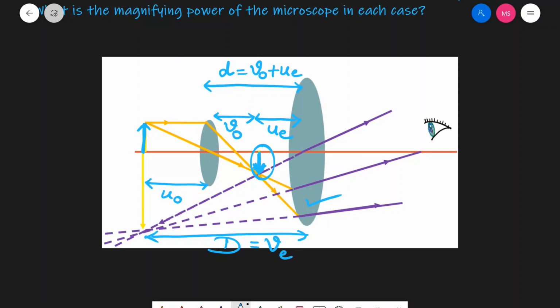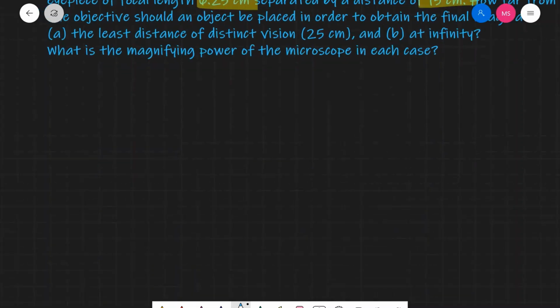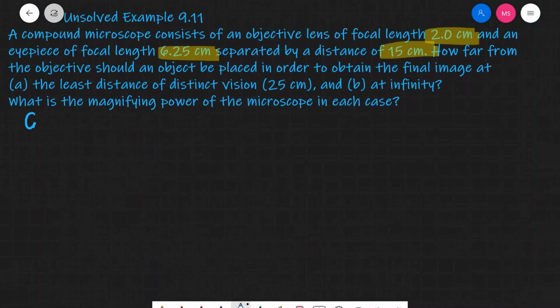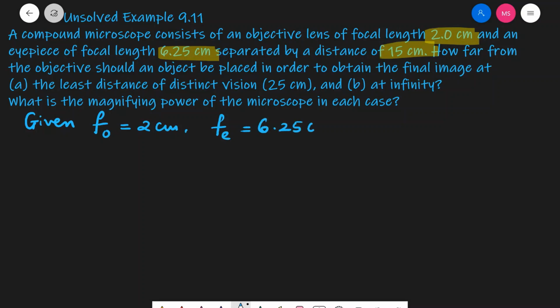Okay, so let us start solving this example. The given data are: focal length of objective is 2 centimeter. Focal length of eyepiece is 6.25 centimeter, and the separation between the two lenses, small d, which is equal to VO plus UE, is 15 centimeter.